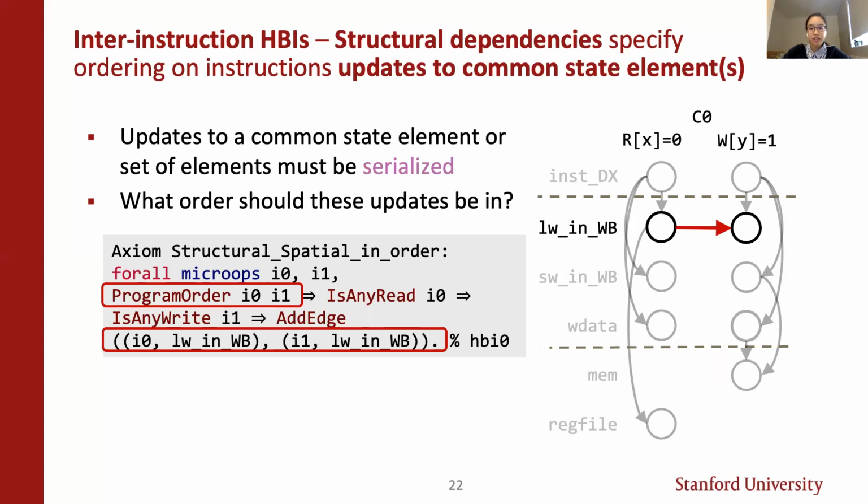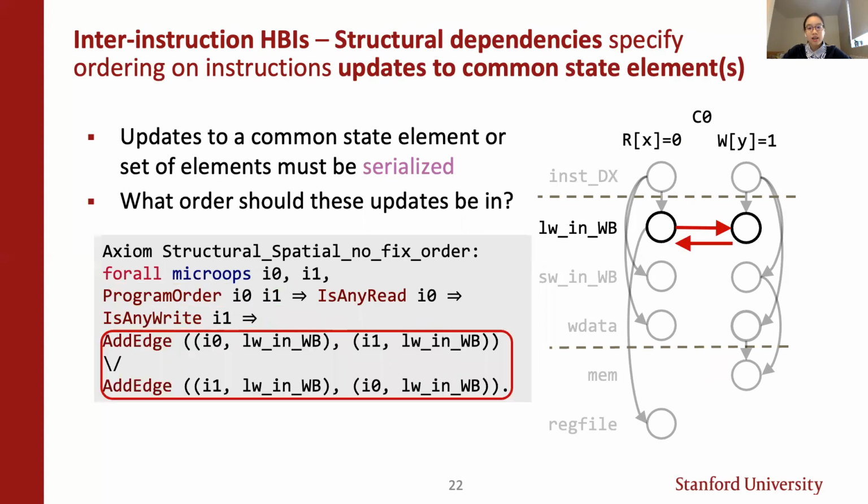If the processor features an in-order pipeline, an HBI in μspec axioms shows that if instruction I0 comes before I1 in program order, I0 always updates the write-back register before I1's update. On the other hand, if the processor features out-of-order execution, the HBI might instead specify that while two instructions must be ordered in their updates, the order will be determined dynamically, that is, one way or the other.